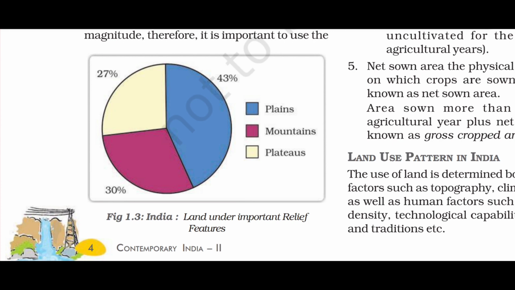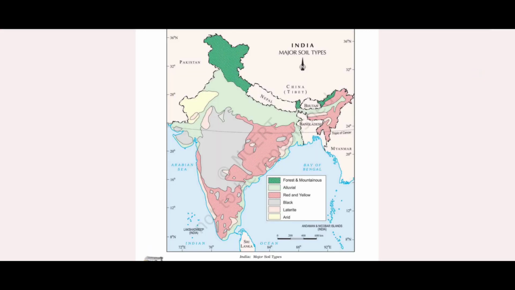So in this figure, you can see the land under important relief features. In India, 43% of land is plains, 30% is mountains, and the rest 27% is plateaus.